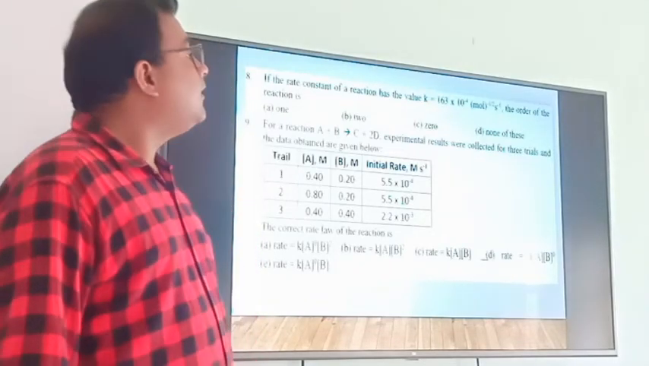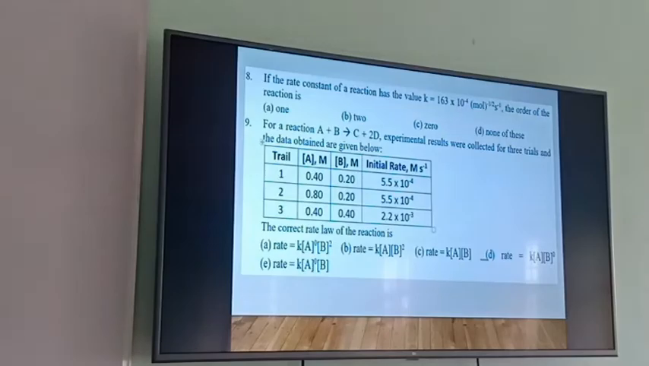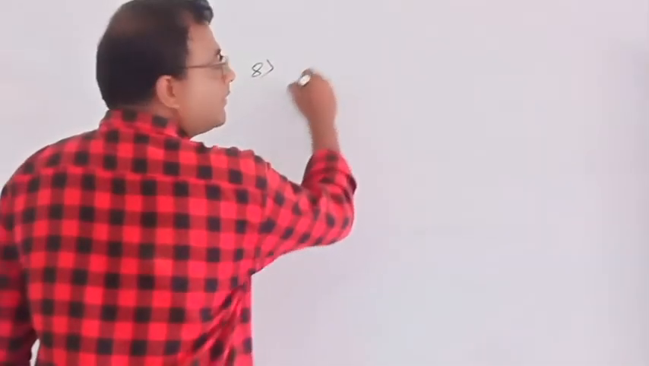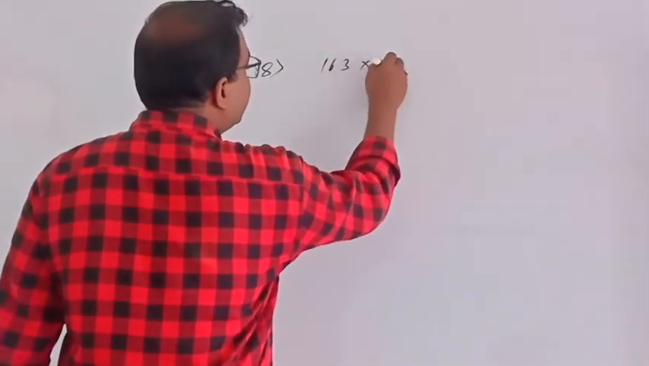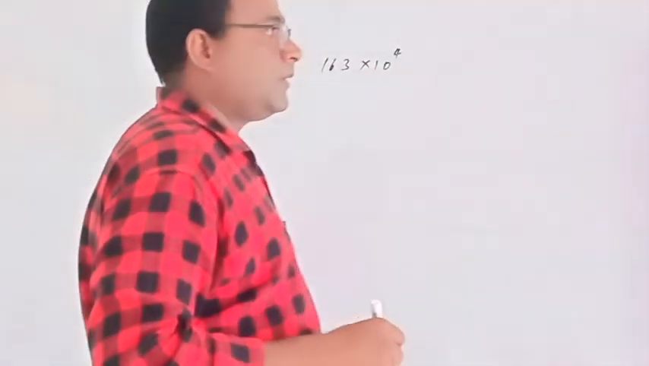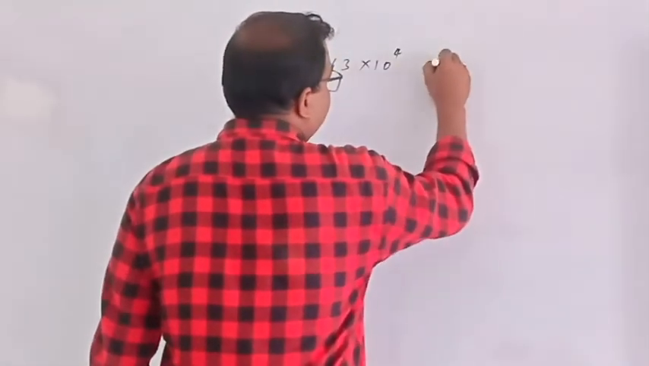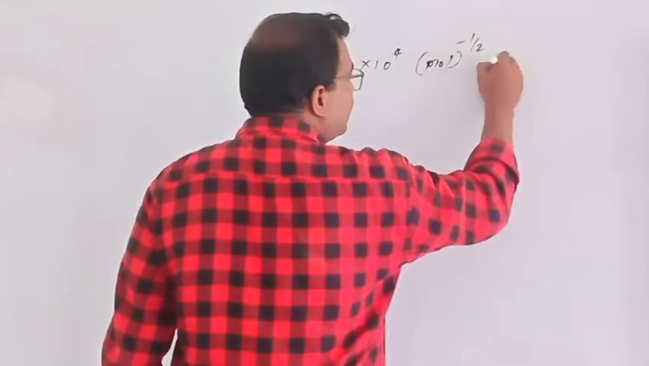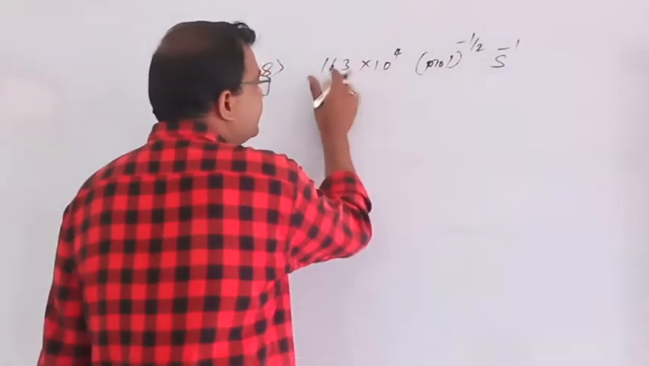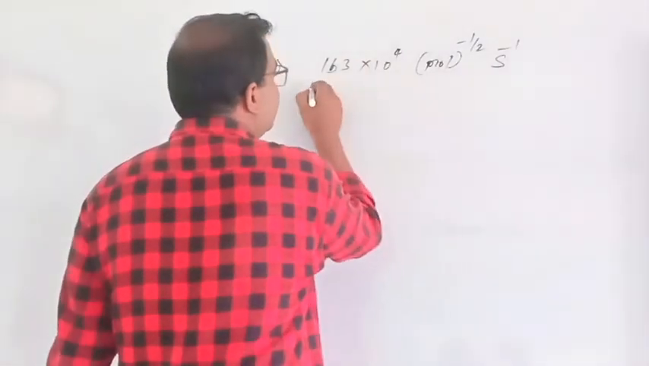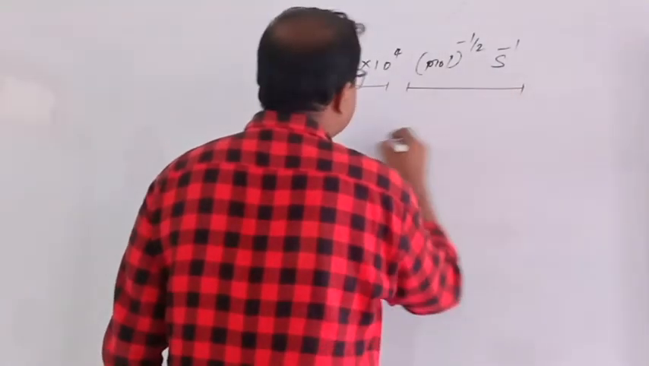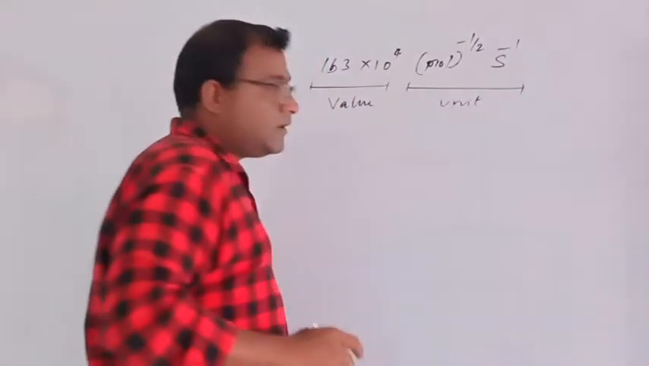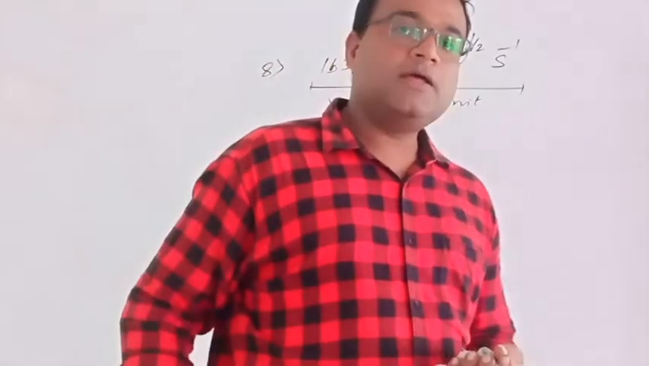Let's see. Write down the value. Question number 8: 163 into 10 power minus 4, mole inverse power half, second inverse. So this is the value, and this is the SI unit. Now it's asking the order of the reaction.